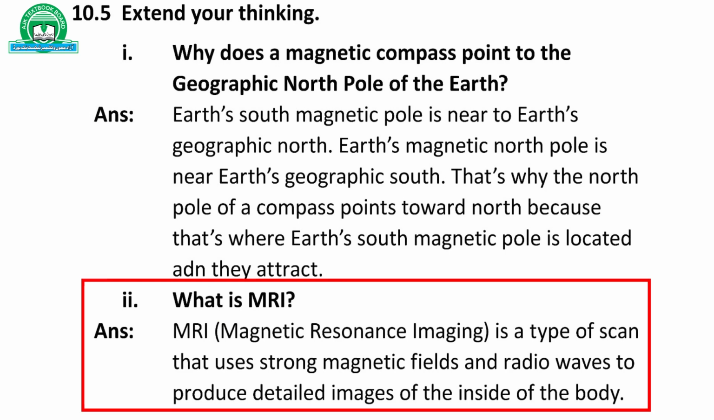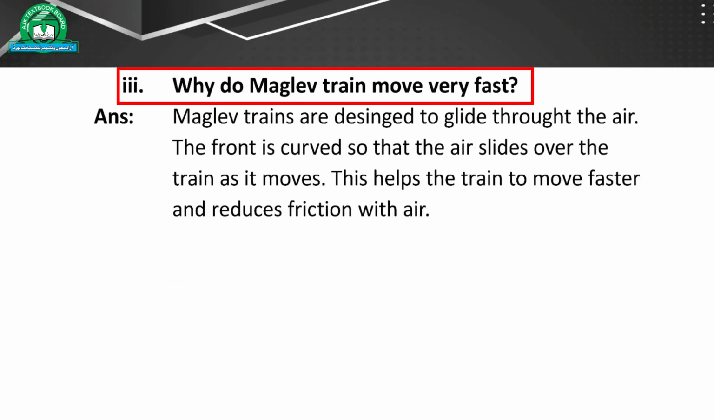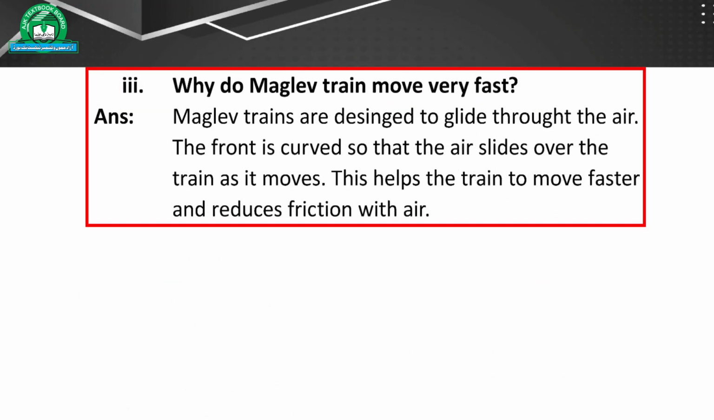MRI stands for magnetic resonance imaging. It is a type of scan that uses a strong magnetic field and radio waves to produce detailed images of the inside of the body. Why do maglev trains move very fast? Maglev trains are designed to glide through the air. The front is curved so the air slides over the train as it moves. This helps the train to move faster and reduces friction with the air.